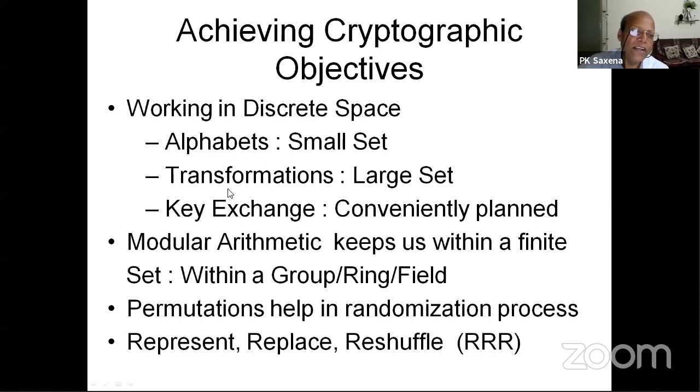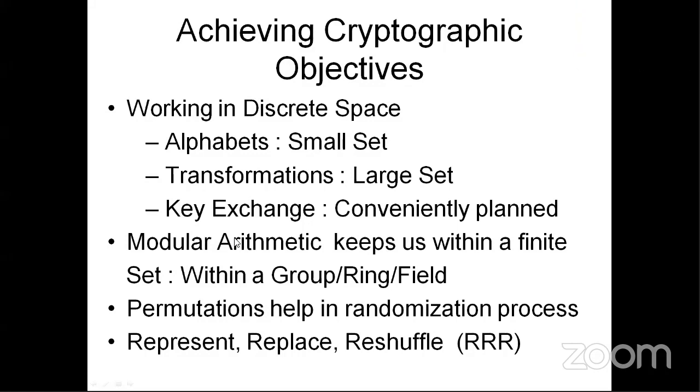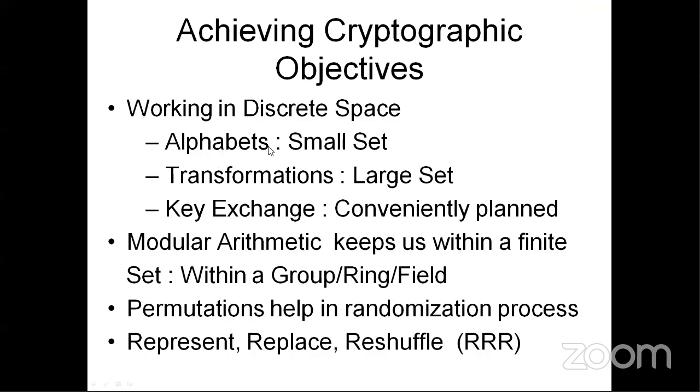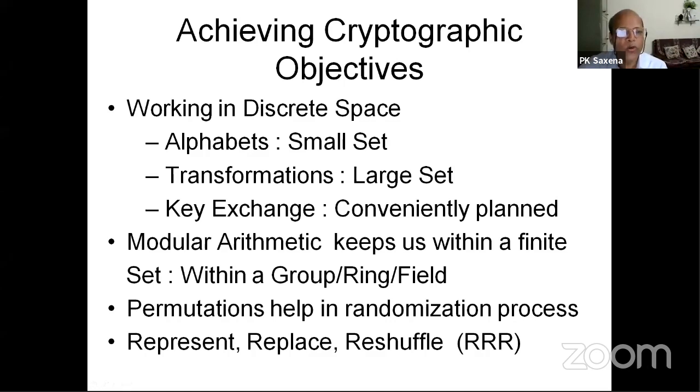With these three constraints, modular arithmetic keeps us within a finite set. So x equal to y mod something. For example, if we have alphabet set 0 and 1, we work with mod 2. If our alphabet set is 26 characters, we work with mod 26. Like that.